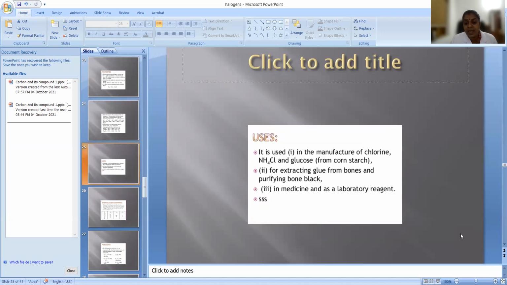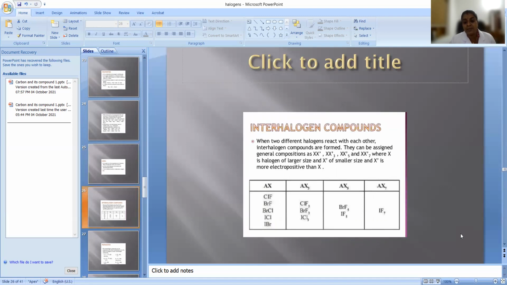Uses. It is used in the manufacture of chlorine, ammonium chloride, and glucose, for extracting glue from bones and purifying bone black. In medicine and as a laboratory reagent, we will be using this, okay. The interhalogen compounds we can see in another video, okay.